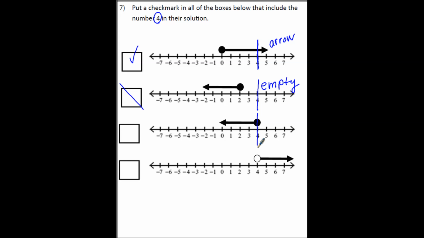In this example, we have 4 hitting the closed circle part of the graph. A closed circle is a place where there is a solution. And in this last example, 4 is hitting an empty circle. So this is not going to be a solution. So if you're hitting the arrow or a closed circle, it's a solution, but empty space or an empty circle is not a solution.